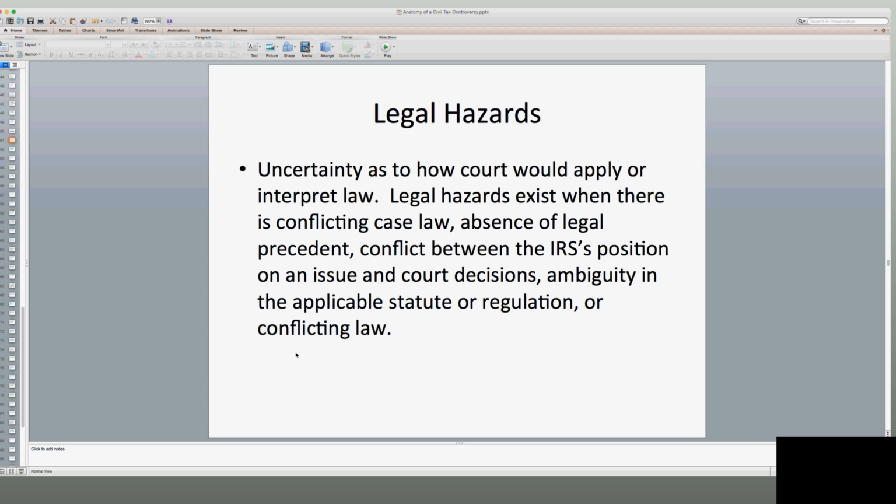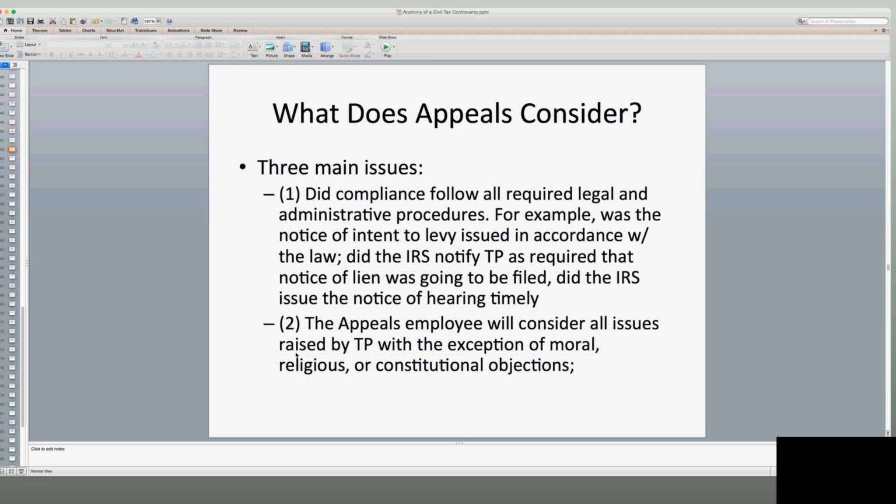I've certainly done so in the past with positive results. I've also had it shot down, but at the end of the day, there's no harm in trying. What's the worst that the appeals officer is going to say? It's an unpublished opinion and I'm not going to give it any weight. Well, then you move on. You know, you tried.